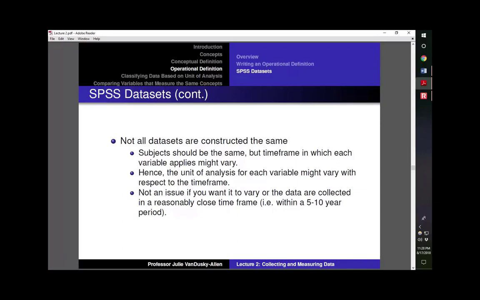While the subjects of the unit of analysis should be constant in the data set, the timeline might not be. That means the unit of analysis for each variable in the data set might not be exactly the same. This is not an issue if you do not want the time frames to be the same, or if the data are from within a reasonable time frame, such as within 5 or 10 years of each other.